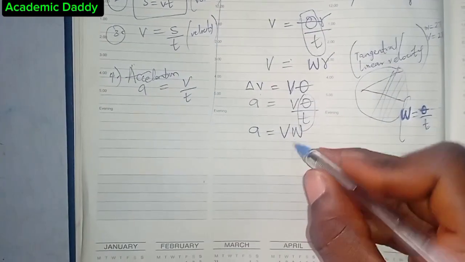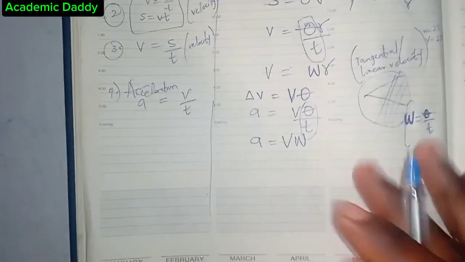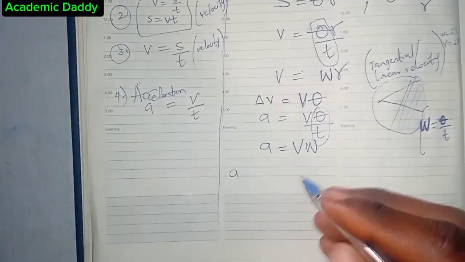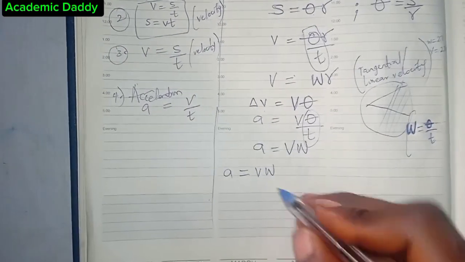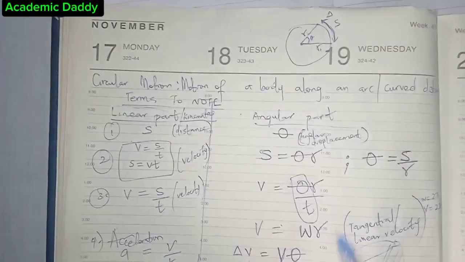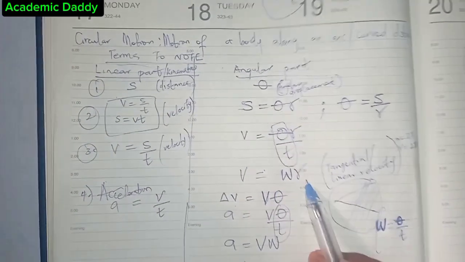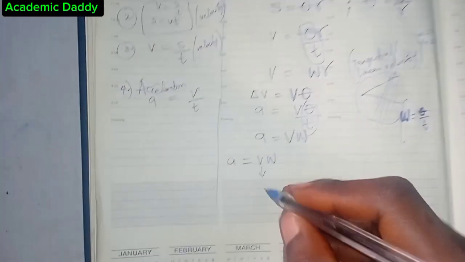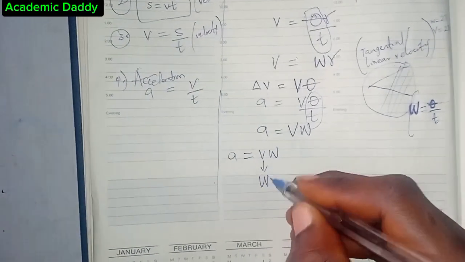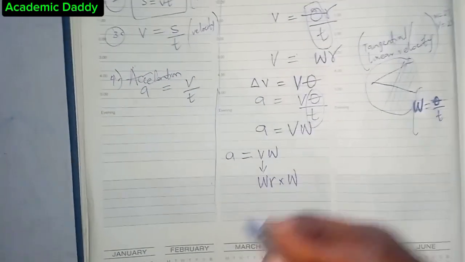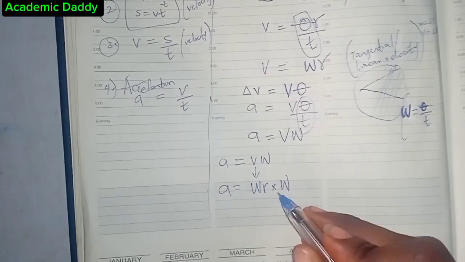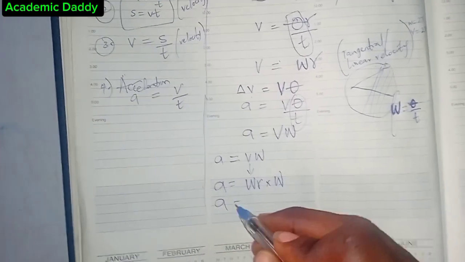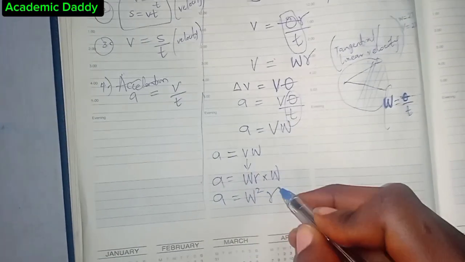If you look at this very well, you can see that your a can be talked about in two ways. I know that a equals vw, and v, from what we did here, is equal to wr. So if I replace this v, it becomes wr times w, so a is equal to w times w, a is equal to w squared r.